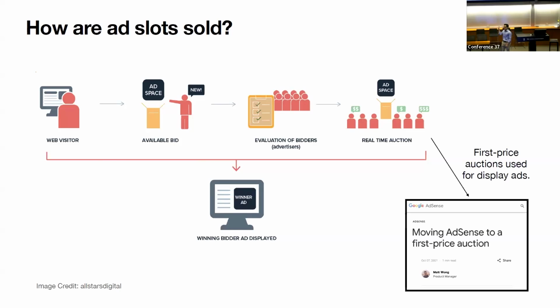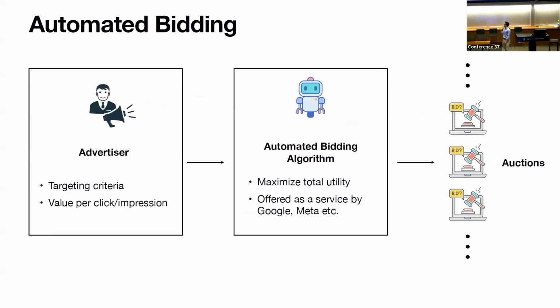This entire process happens in real time, in the milliseconds between the time that you click on the link and the web page actually loads, and it happens millions of times a day. Because of the fast pace and the large scale of the market, it's humanly impossible to manually enter your bid into each of these auctions.